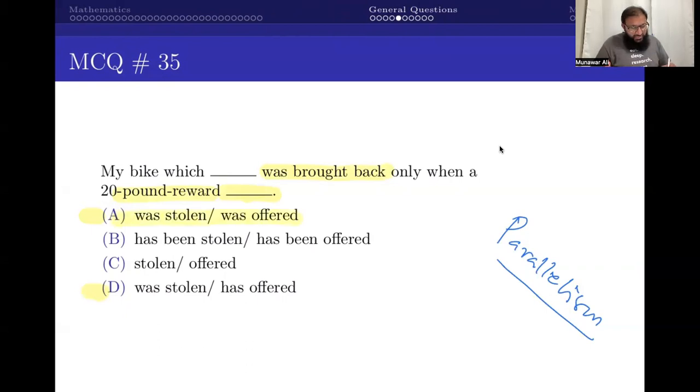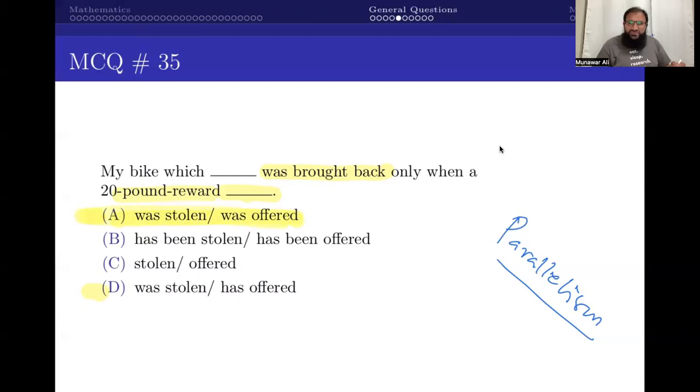You can see here it's was stolen, and the other verb is in perfect tense, has offered. So the tense of both of these blanks should be the same, because the things are happening simultaneously. So you have to be careful in this one. When you offer an award or reward, you get something back. So when you do something, then something happens. So something is related to another thing. So the correct option for this one is A.